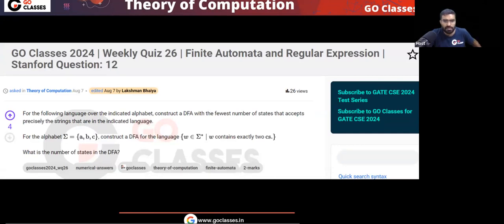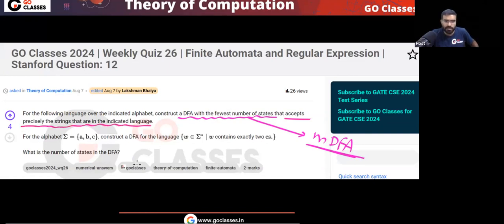Let's solve this question. This is your question number 12. The question is saying: for the following language over the indicated alphabet, construct a DFA with the fewest number of states. Construct a DFA with the fewest number of states means the question is asking for a minimal DFA. Create a minimal DFA that accepts precisely the strings which are in this language.